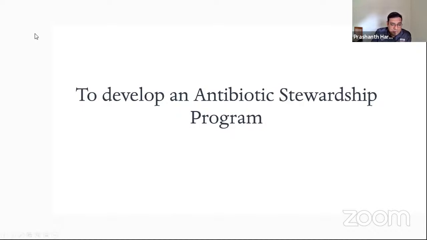So what is required to develop an antibiotic stewardship program? Most of the systems already have antibiotic stewardship programs. Some systems are much stronger, and some need to be developed further. So what could be developed from our healthcare sector?